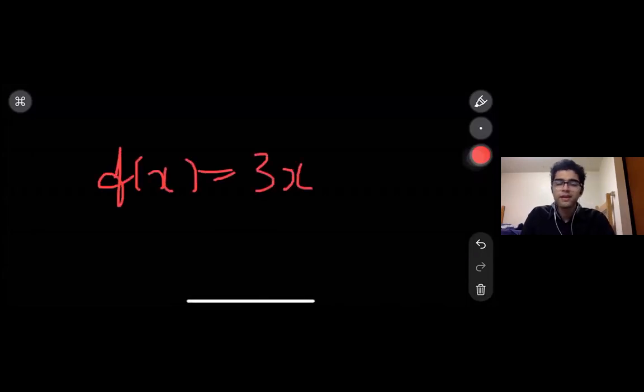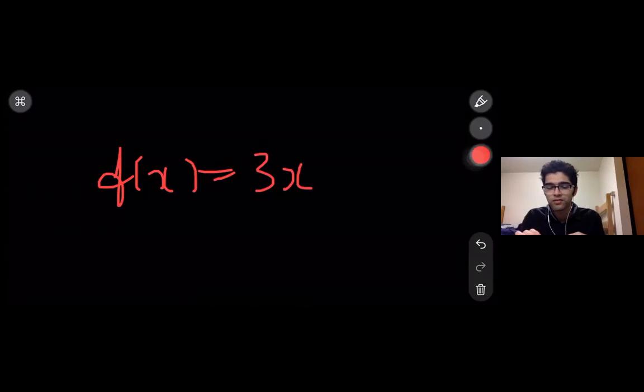So first of all, a function can be thought of as a factory. You send in a number, something happens to the number, and then you get an output. So if I defined a simple function f of x equals 3x, then it means that I put a number into the factory, it multiplies it by 3 and it spits it out.